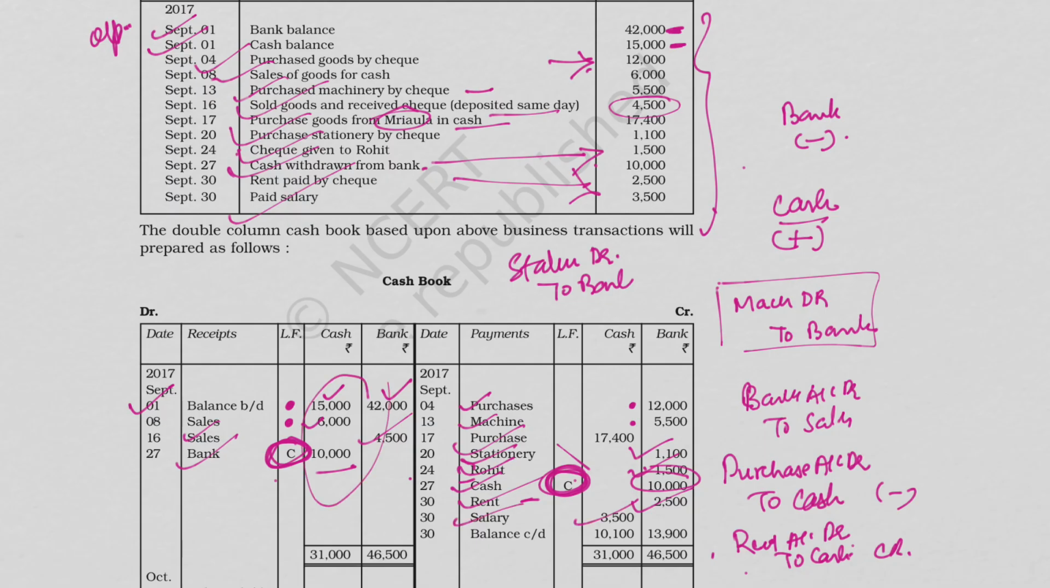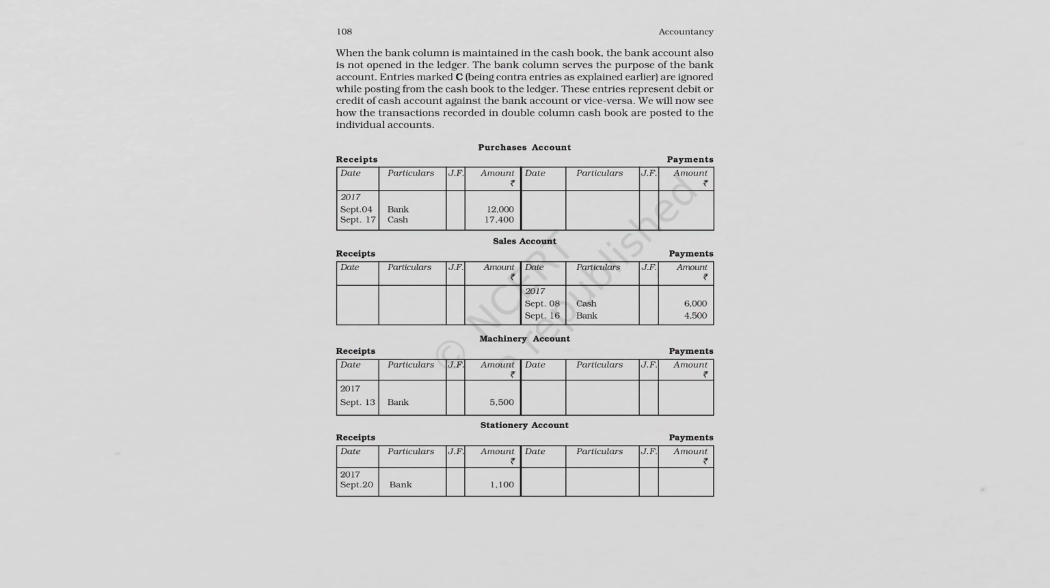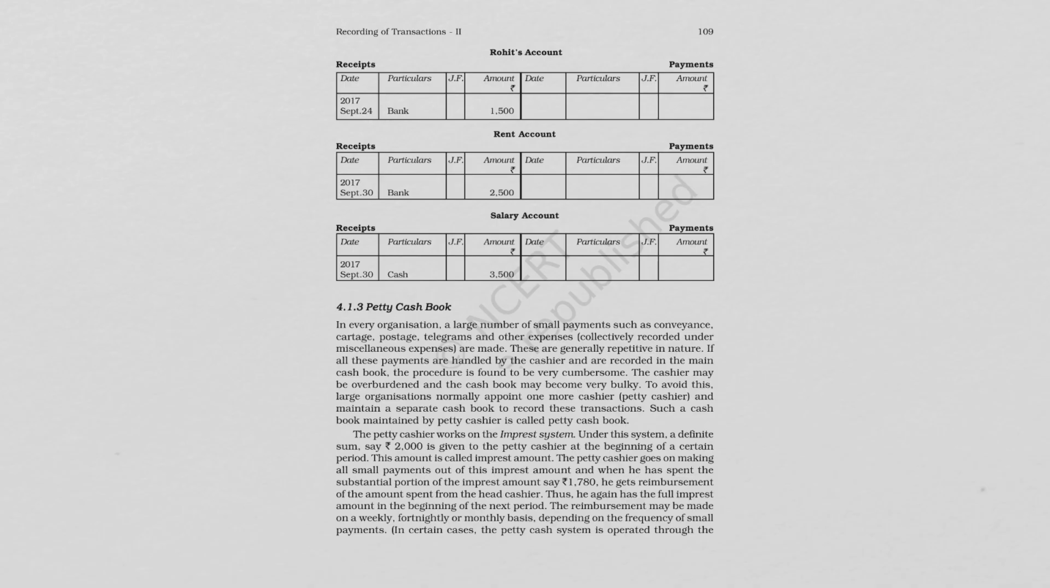So basically we'll total all these things. The debit side total is greater than the credit side total. So on the smaller side, the balance carried down will be written both for cash as well as bank. After we have made the cash book, we'll post it to all the respective accounts like purchase account, sales account, machinery, stationery, all the accounts that we have discussed in this example.